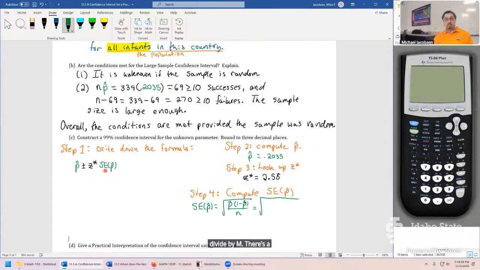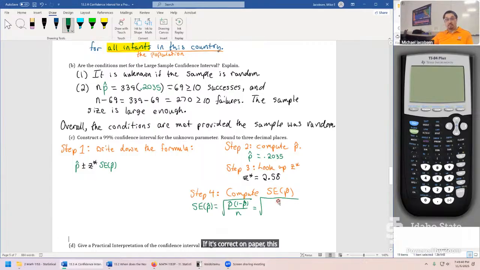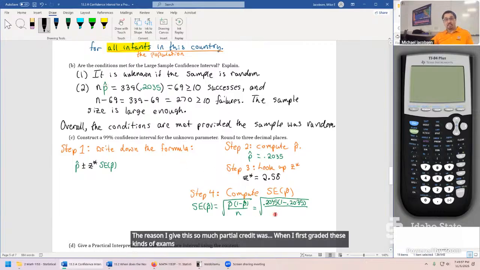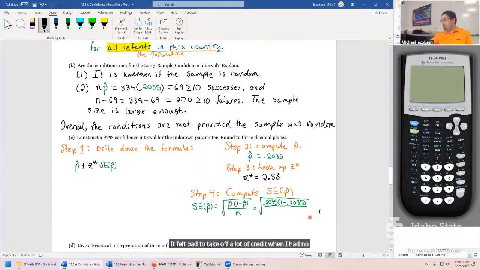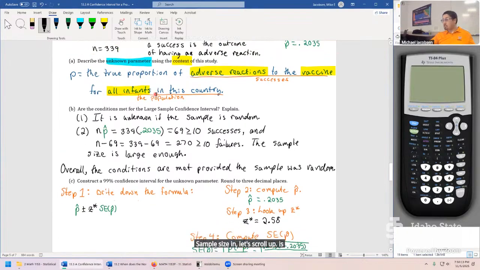There's a lot of computations that happen on these problems. So anything you put on paper, if it's correct on paper, this is a major amount of partial credit. So let's write it down as we're thinking about it. 0.2035, 1 minus 0.2035. The reason I give this so much partial credit was when I first graded these kinds of exams, when I got just the numbers, it felt bad to take off a lot of credit when I had no clue how we got those numbers. So this right here on paper is worth a lot, even if you make a silly mistake in the calculator. Sample size n, let's scroll up, is the 339, so let's drop that in.